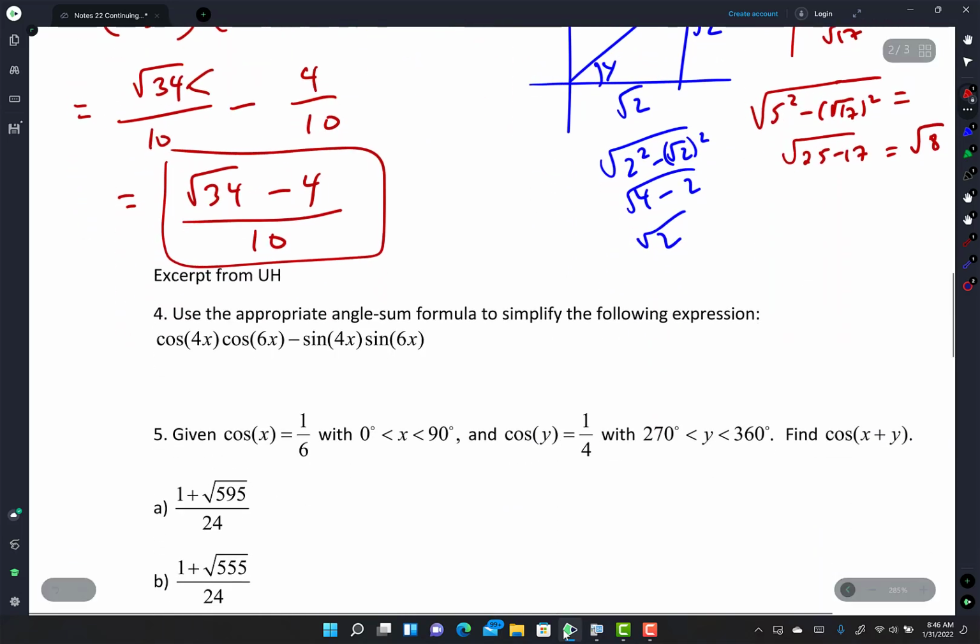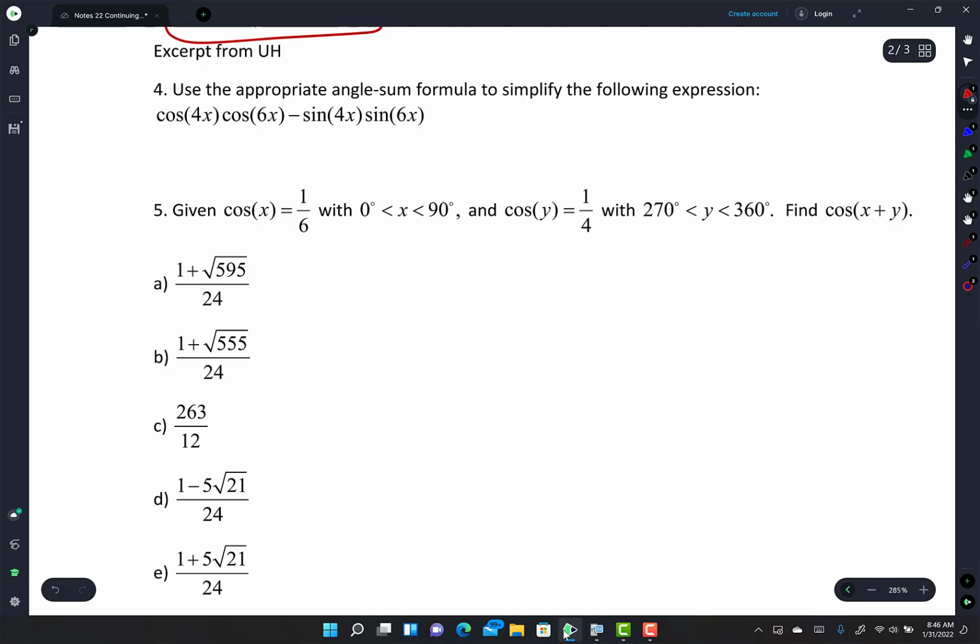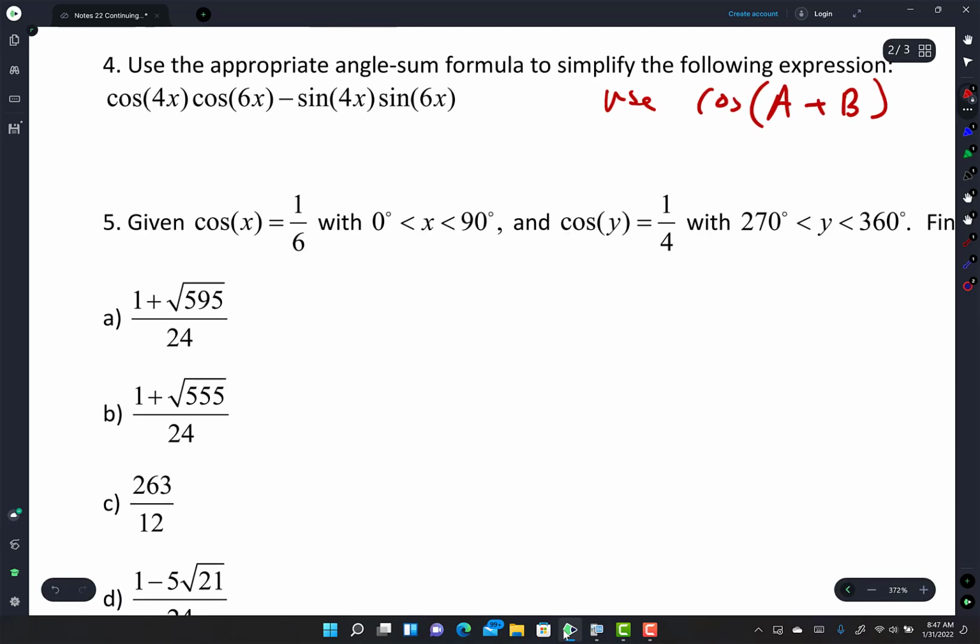All right, let's keep going. Don't worry, we're almost done. So here, question number 5 is like the hard one. Question 4 says, use the appropriate angle sum formula to simplify the following expression: cosine, cosine, sine, sine, with a minus in the middle. So I'm going to use cosine A plus B, where A is 4x and B is 6x, right? So all you're going to do, guys, is just add them up. Cosine 4x plus 6x, cosine 10x, done. That's it.